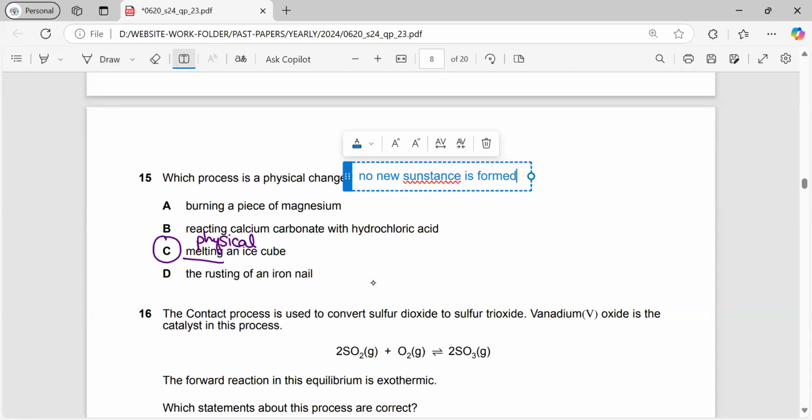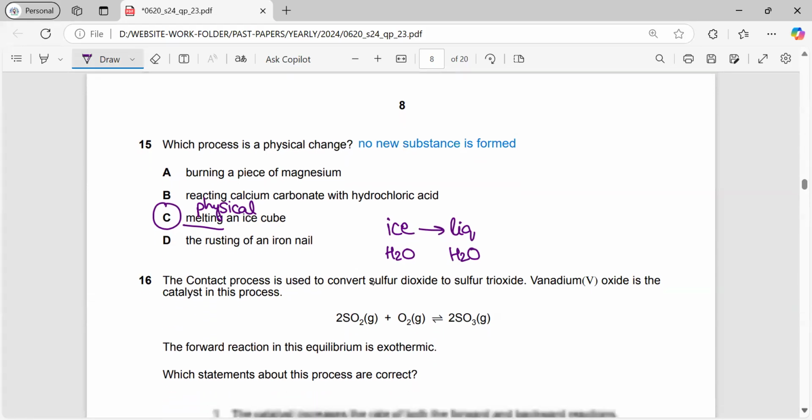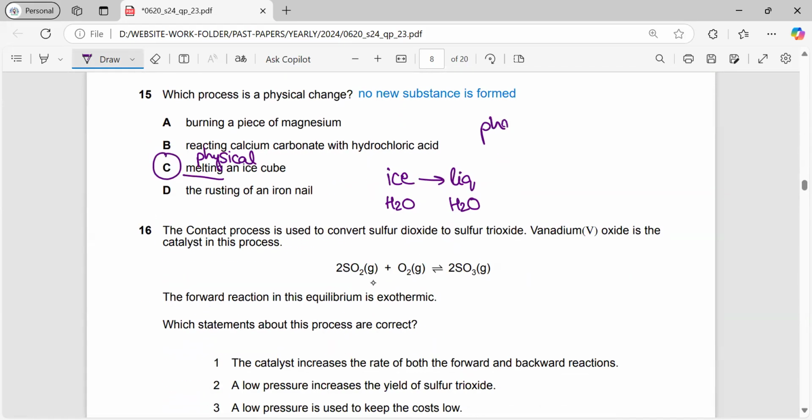As we can see, when we're just melting the ice, the H2O still remains H2O. It has not changed. H2O in the solid form will melt into H2O in the liquid form. When the ice changes into liquid water, the H2O will still remain H2O. The substance will not change. That is why it's a physical change. Melting, or all the phase changes, are physical.